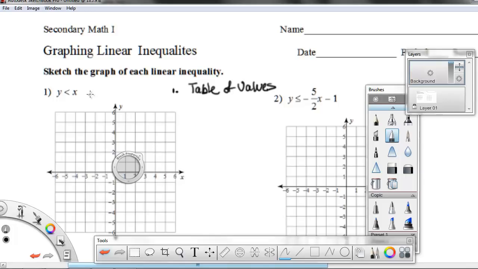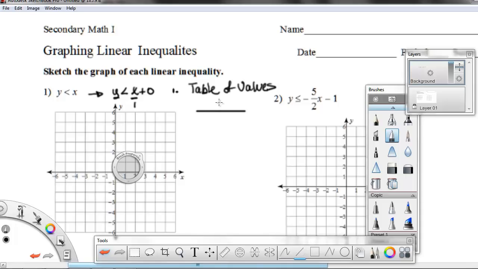And remember, there's a y-intercept. In this case, the y-intercept is 0. So this inequality will be y is less than or equal to x plus 0. There's always a denominator involved, and this denominator is 1.